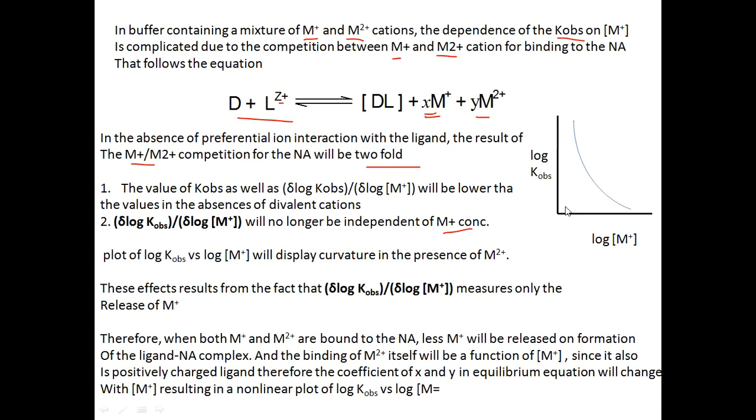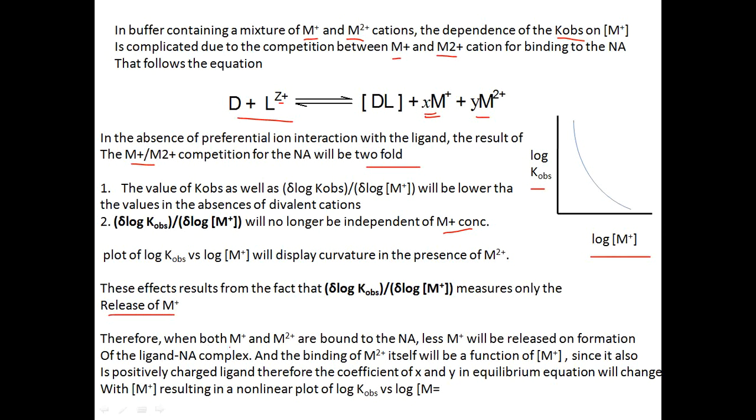So this effect results from the fact that log K absorb by log M measures only the release of M plus. So here this particular graph talks only about the concentration of monovalent ion, but doesn't talk about the dependence of K absorb on the divalent cation, because the isotherm is measured with respect to the monovalent cation. But in the presence of a divalent cation, this salt dependence of the K absorb is not seen. So it shows a curvature, right?